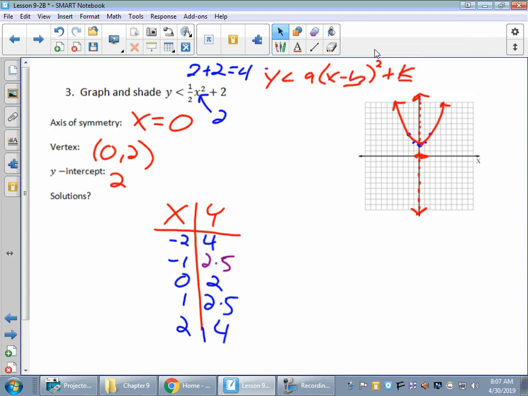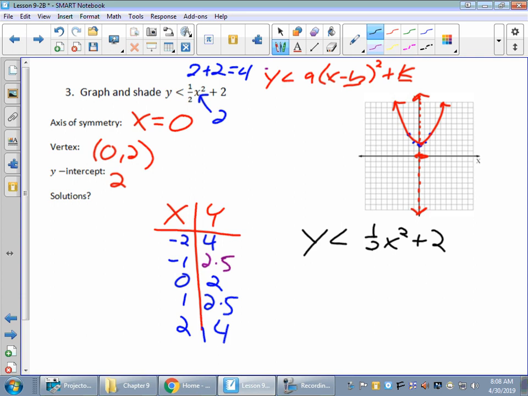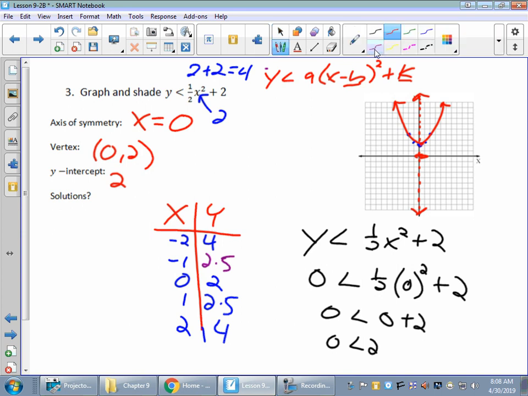So let's take a look at the original equation again. Y less than 1/2 x squared plus 2. And now I plug in 0 for each x and y. And remember, if there's a b value, you have to plug in 0 for that one as well. So here I've got 0 is less than 0 squared is 0, times 1/2 is 0, plus 2. All right? And so that means 0 is less than 2. Is that true? Sure is. That's a true statement. 0 is less than 2.